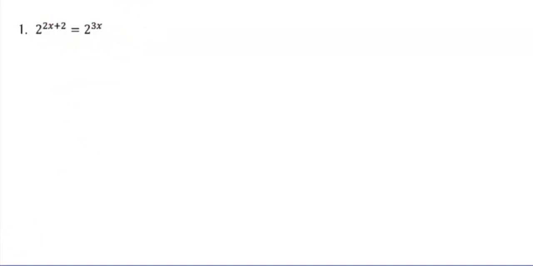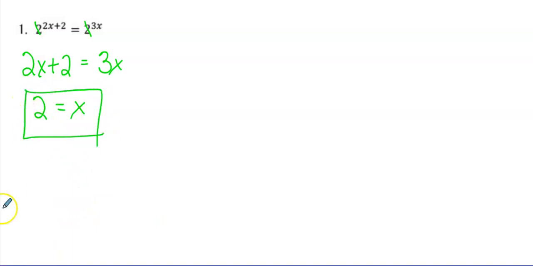Let's go back to number 1. And what I can do here is cancel out the bases. When I say cancel out the bases, I mean mark them out. So mark out the 2's. And then what we can do is if the bases are the same, the exponents are equal to each other. So then what we do is we set up the exponents equal to each other and solve for x. So if I subtract 2x over here, I get 2 equals x. And that's it. x equals 2 is my answer.